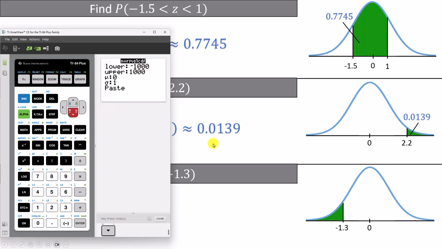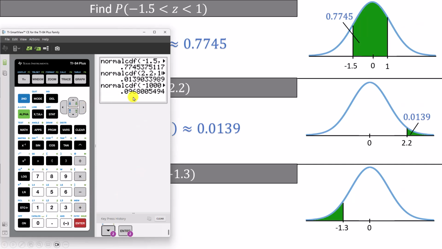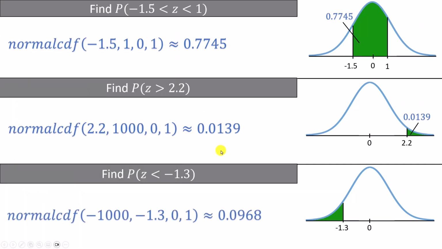The upper bound in this case says, where does the shaded region stop on the right-hand side? Well, the shaded region stops at negative 1.3. So I'm going to put an upper bound of negative 1.3. And then I can leave mu and sigma at 0 and 1. Go ahead and paste. And then I'll get the answer of 0.0968. The probability of sampling a value that is less than 1.3 standard deviations below the mean is about 9.68%.